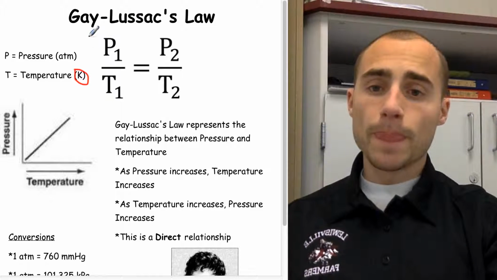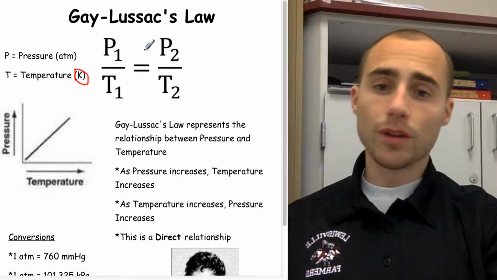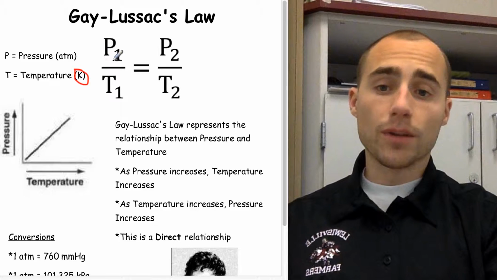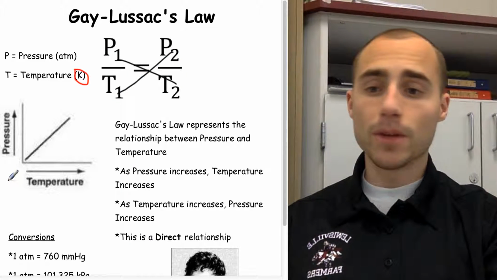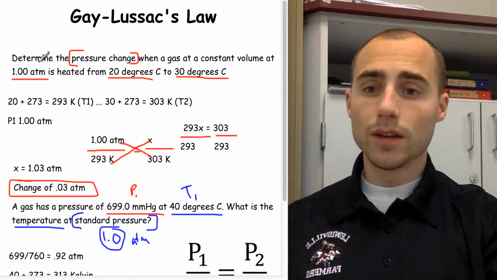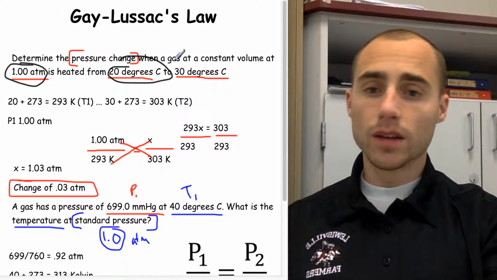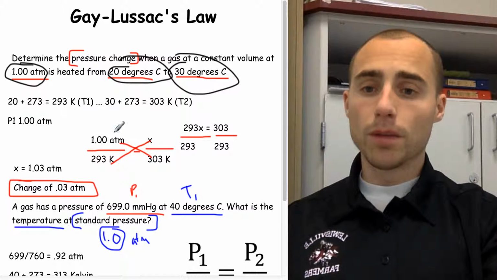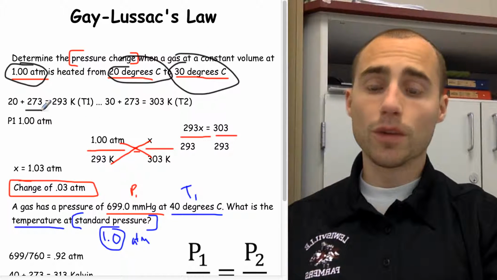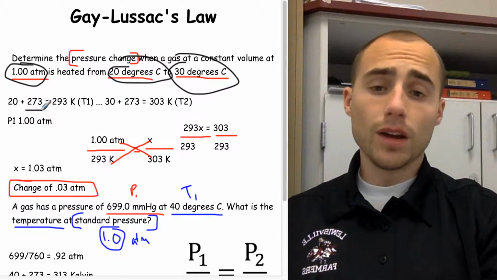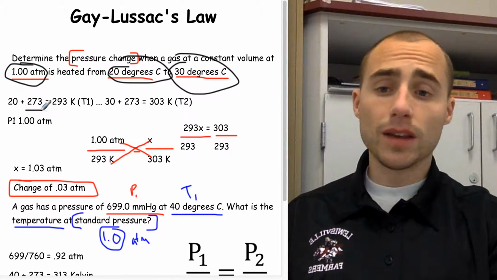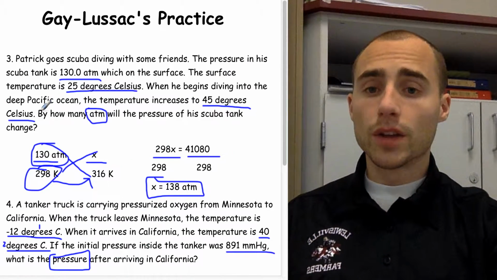Gay-Lussac's law, just identify it. Pressure over temperature equals P2 over T2. Cross multiplication, same thing. You can identify those numbers. See here, you identify your P1 and then your T1 and your T2. We plug it all in. We add 273 for the temperature. You're good to go. If you need to see these practice problems again, go back and watch those other videos.